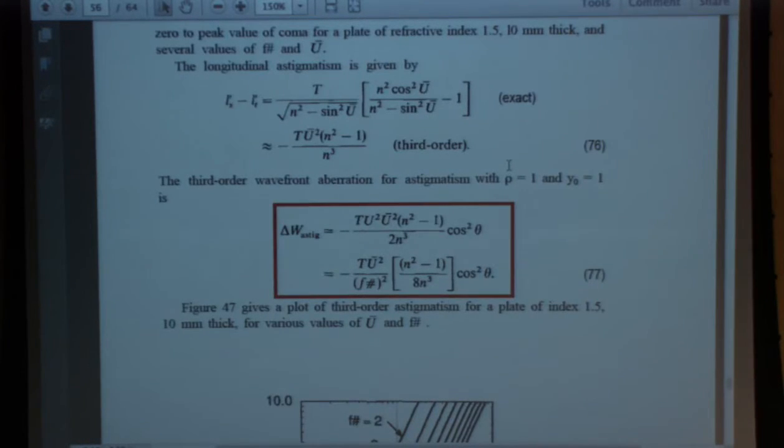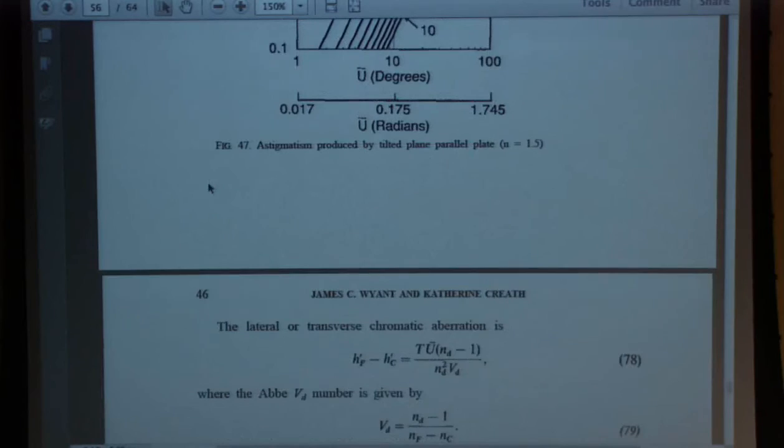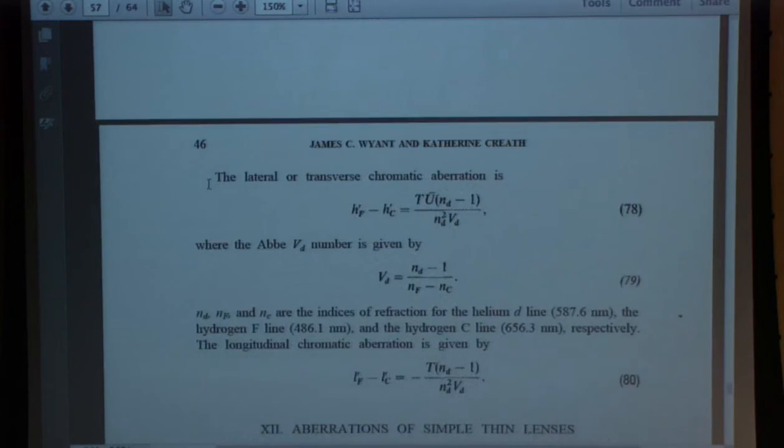So if I were to ask you, when should you send a non-collimated beam of light through a plane parallel plate? The answer is never. Okay? Never. But people do it all the time. Yeah, sometimes you have to, but you try to avoid it. But people do it all the time.